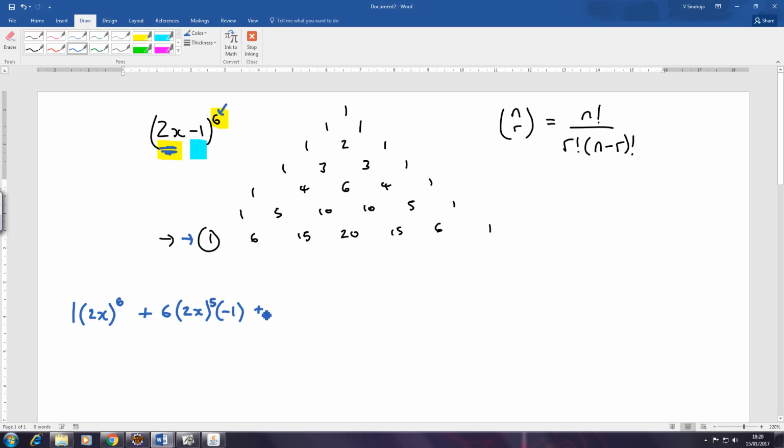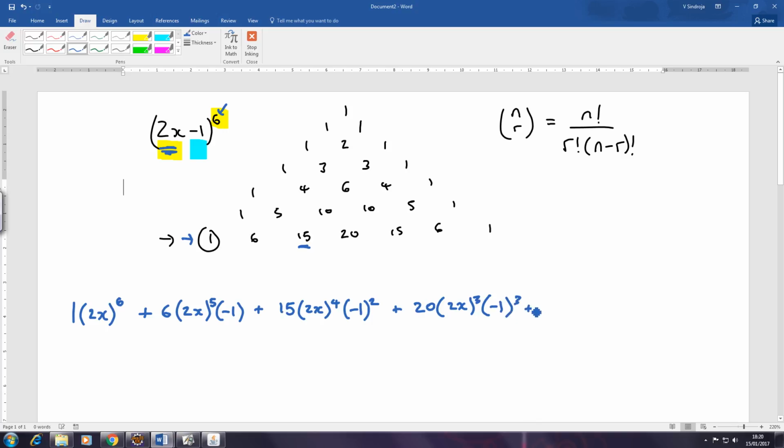The third term is going to be the next number along, which is 15 times 2x to the power of, well, it goes 6, 5 and then it becomes 4 here, and it's going to be minus 1 to the power of, well, it's 1 there, and it'll increase by 1 to 2. Okay, the next part is going to be 20 times 2x to the power of, so let's see what the power is: 6, 5, 4, 3, and it's going to be minus 1 to the power of 1, 2, 3.